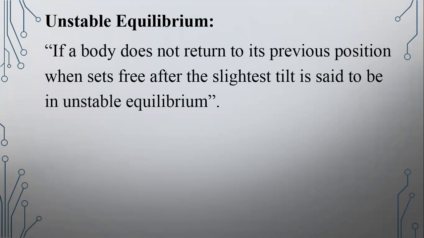So if a body does not return to its previous position, so this is called unstable equilibrium. If it does not regain its original position, it is called unstable.